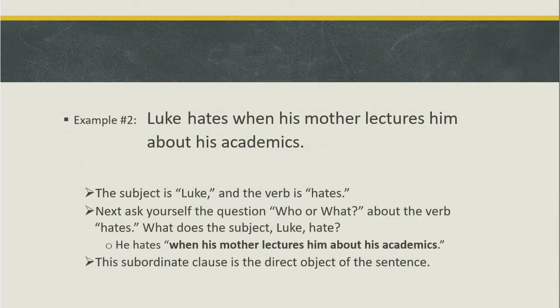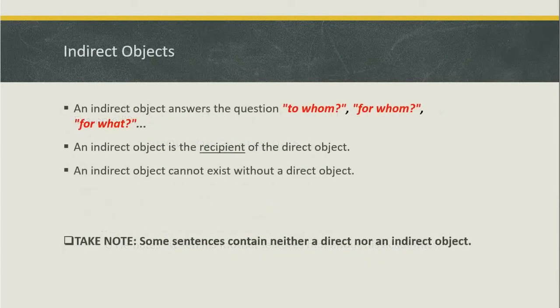Here's another example. Luke hates when his mother lectures him about his academics. Verb is hates and lectures. Who or what hates? Luke, that's the subject. What does he hate? Hates who or what? He hates what? He hates when his mother lectures him about his academics. And so therefore the subordinate clause, when his mother lectures him about his academics, forms the direct object of the sentence because it answers what Luke hates.